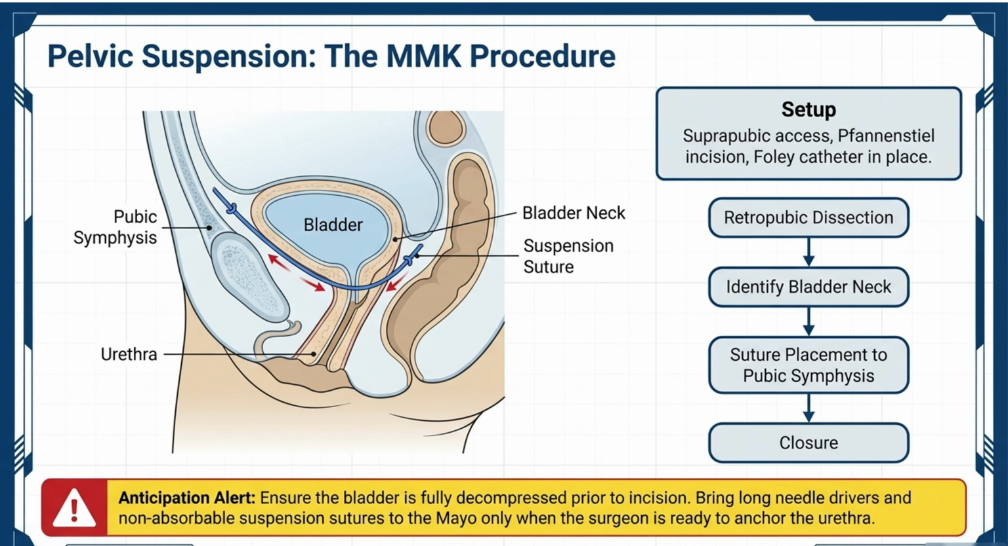The MMK procedure is used to correct bladder support issues. It involves retropubic dissection, identifying the bladder neck, and placing sutures. Proper bladder decompression is required before incision. Timing of suture preparation is critical to workflow.